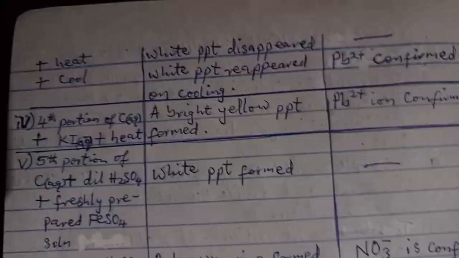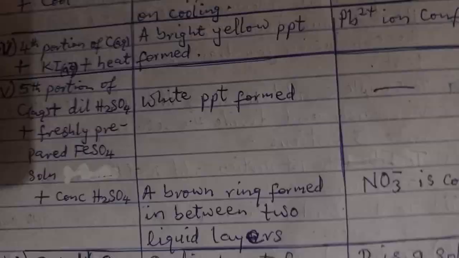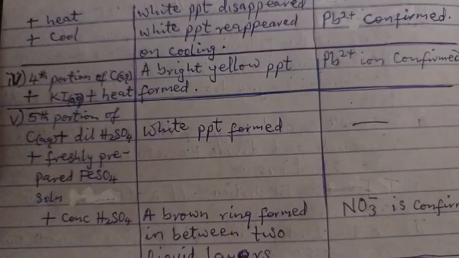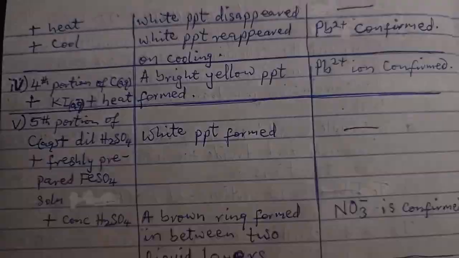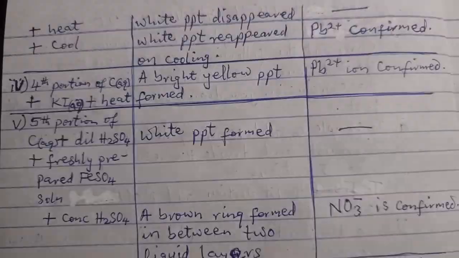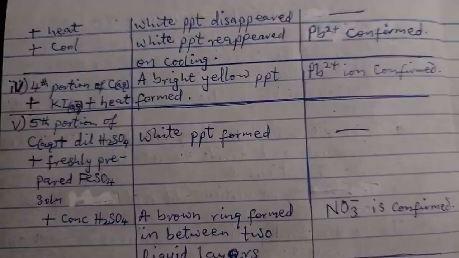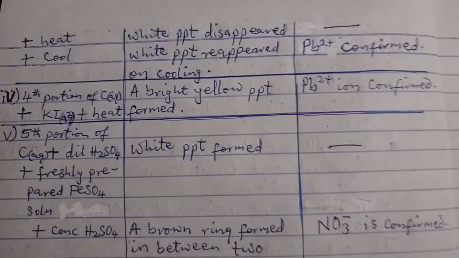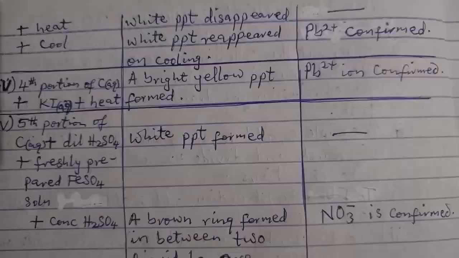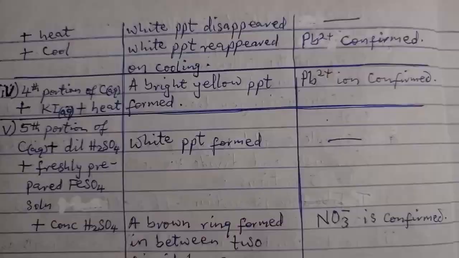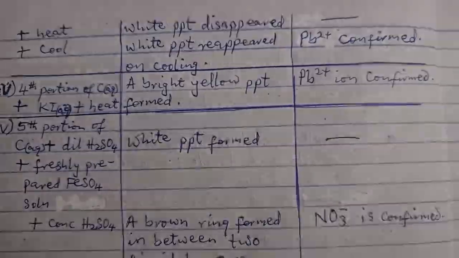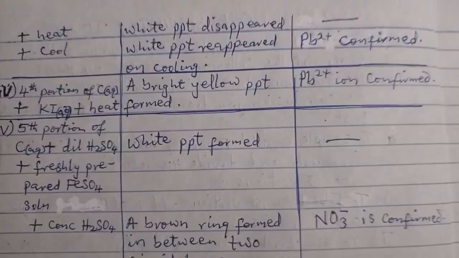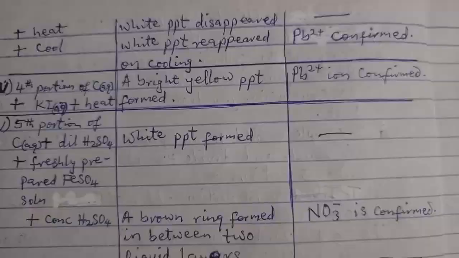Now the fifth portion, they said you should add dilute H2SO4, and when you do that, you also add freshly prepared FeSO4. So when you do that, you have white PPT formed.